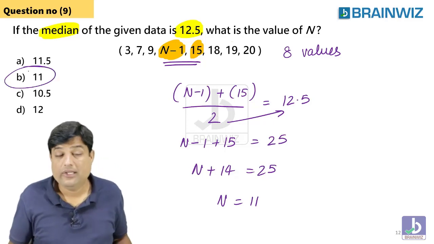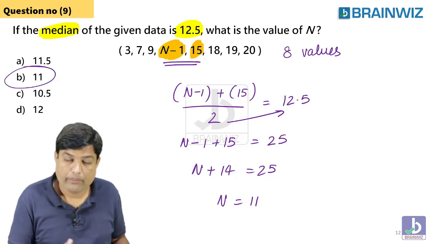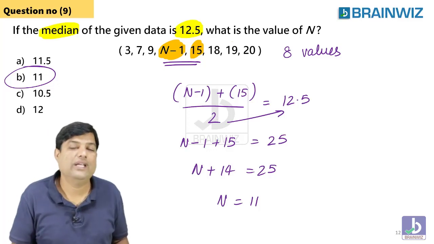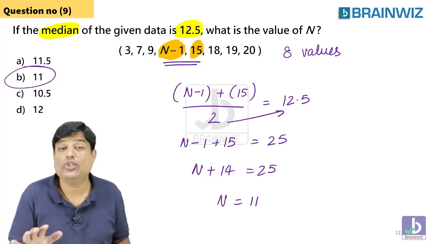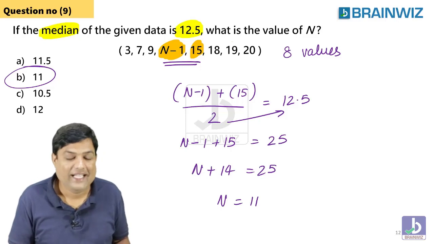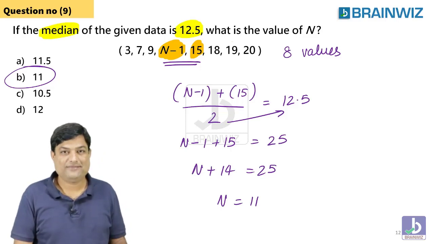The answer is 11. Guys, don't forget that mode, median, standard deviation are commonly asked questions, and these are all the basics which you have learned at school level. Let's go for the next question, guys.